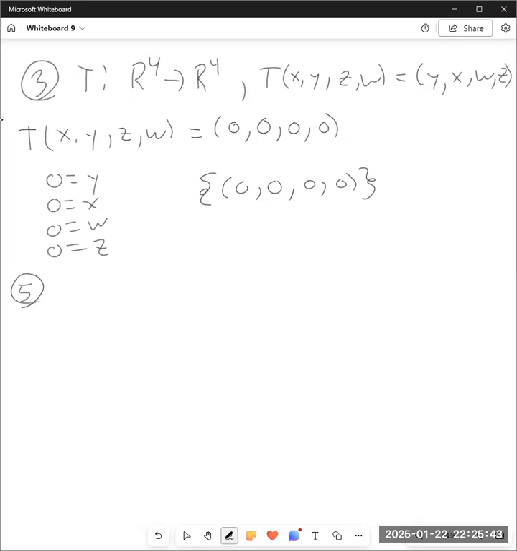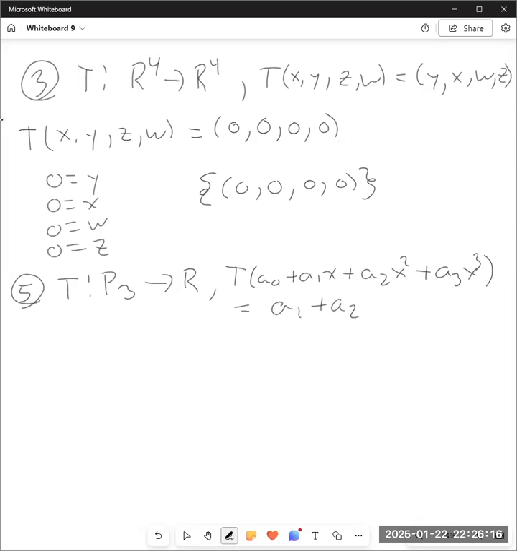Number 5 is a transformation from P3 to R with the transformation defined as T of A0 plus A1x plus A2x squared plus A3x cubed is equal to A1 plus A2. We don't use A0, we don't use A3, we just use A1 and A2.